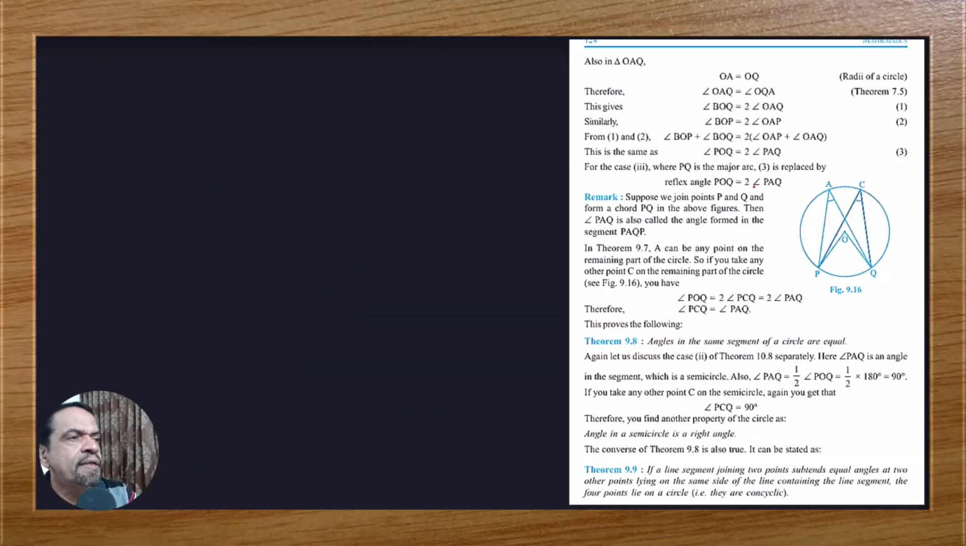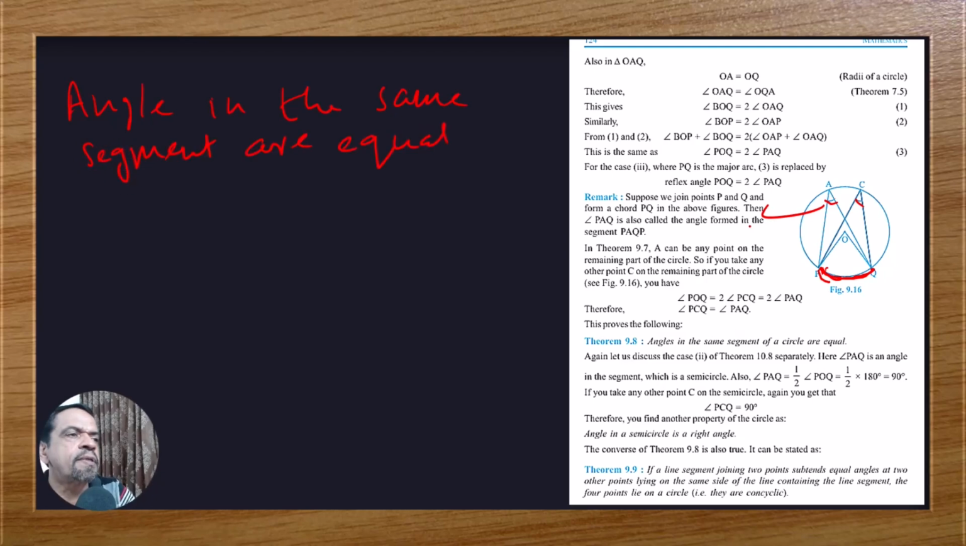Now the next very important property: angles in the same segment are equal. It means PQ is an arc, and the angle subtended by PQ means in front of it. These two angles are in front of the same arc, they are covering the same arc, so they will be equal in magnitude. And the proof of this one is very easy.